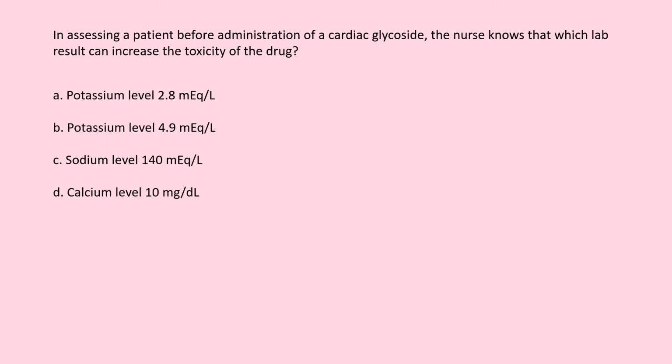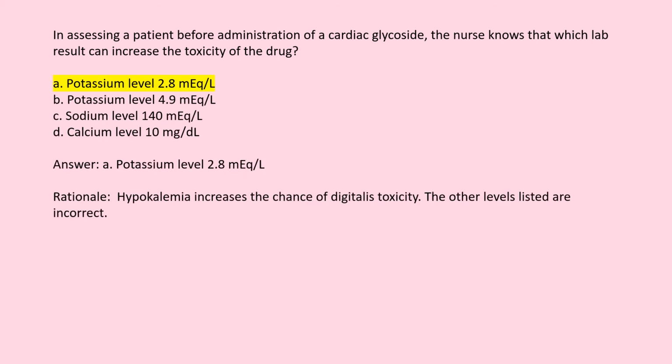The nurse knows that which lab result can increase the toxicity of the drug? A. Potassium level 2.8 mEq/L. B. Potassium level 4.9 mEq/L. C. Sodium level 140 mEq/L. D. Calcium level 10 mg per deciliter. Answer: A. Potassium level 2.8 mEq/L. Rationale: hypokalemia increases the chance of digitalis toxicity. The other levels listed are incorrect.